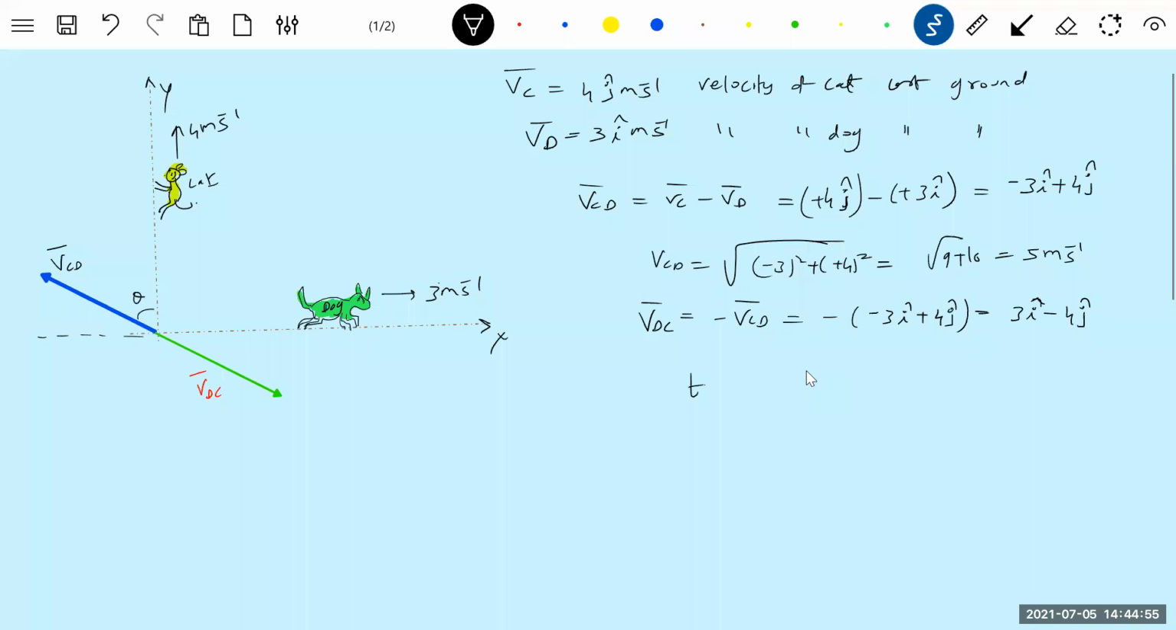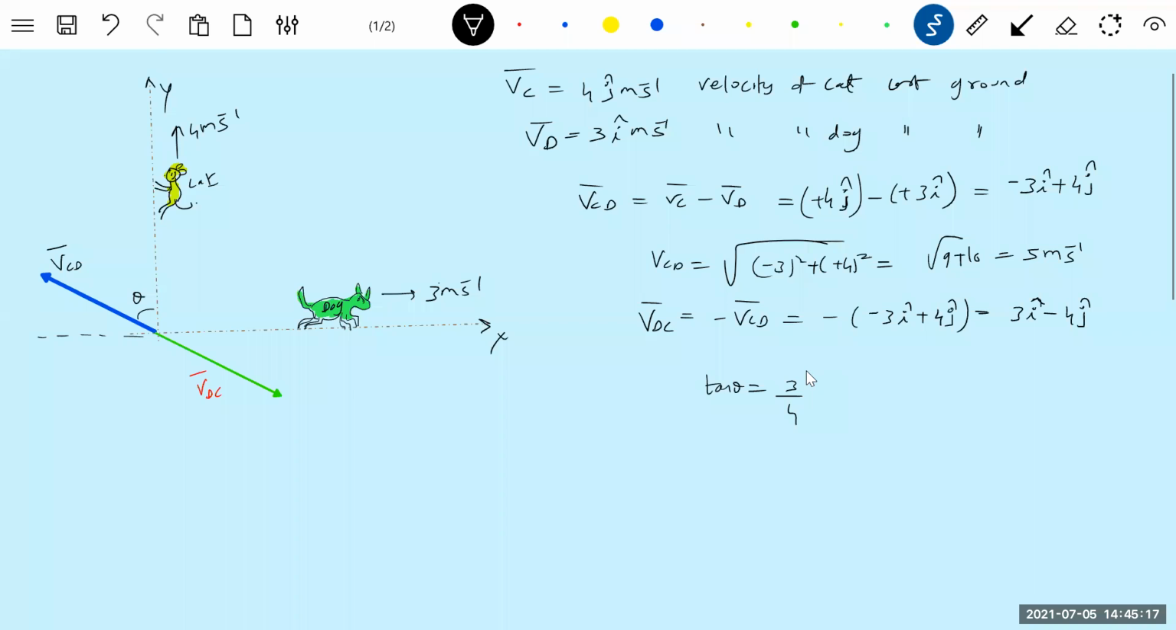So this will be tan theta. Tan theta is equal to... the x component is how much? 3 by 4. So it will make an angle, tan theta equal to 3 by 4, with its original direction.